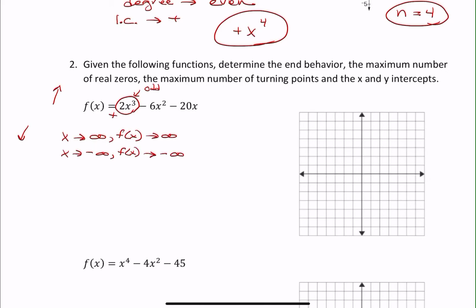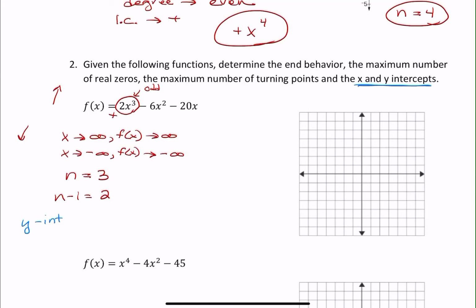I also know that I could have 3 x-intercepts, and I can have at most 2 turning points. Now, with all that information, we can find our x-intercepts and our y-intercepts. Let's start with the y-intercept because it's pretty easy.